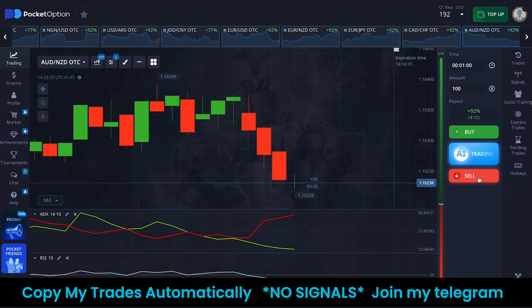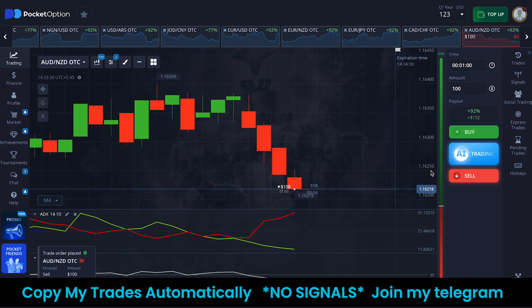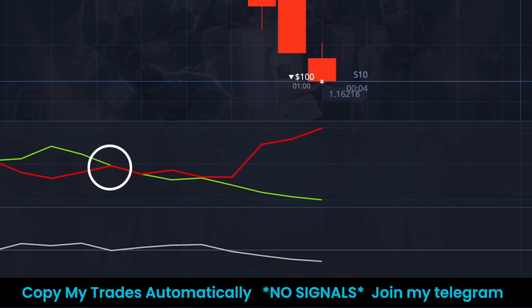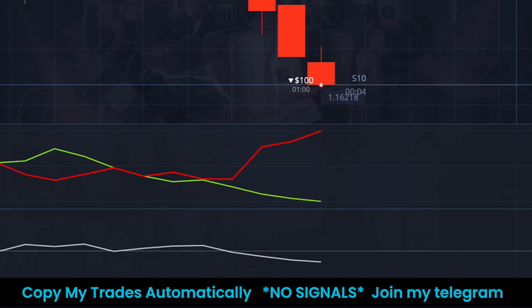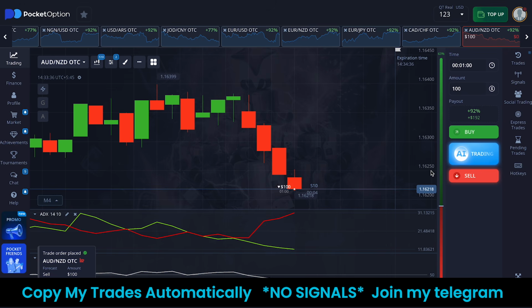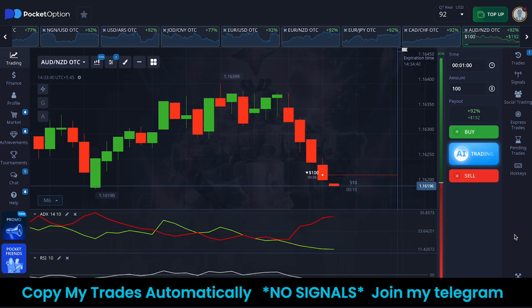Okay, here I found again a similar type of pattern and I have sold here again. The reason I have sold is, as you can see, the green and red lines of the ADX are intersecting each other, and the green is going down and the ADX red line is going up. And also if you look at the RSI line, it's below 50 and it's on decline, so both of the indicators are showing me that the market will go down, so that's why I have sold here again.